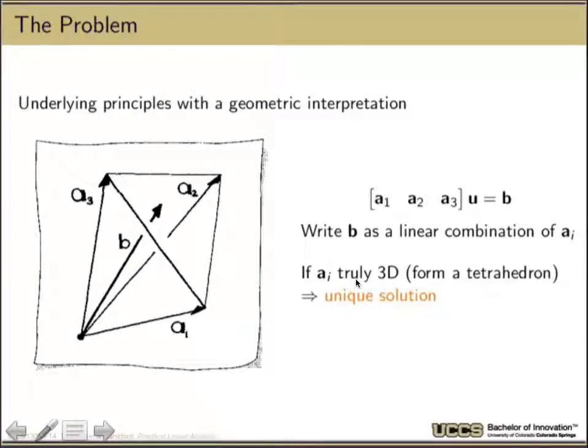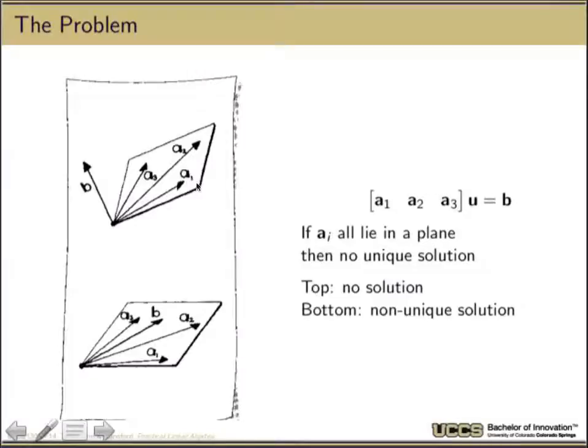If the ai are, in this case, a truly 3D unique thing, they form a tetrahedron. So if these three are linearly independent, they'll form a tetrahedron and we get a unique solution. In general, in higher dimensions, we have to make sure they're all linearly independent. If they all lie in a plane and b is sticking up, then there's no solution because these guys can't get out of the plane. If they all lie in a plane and b lives in the plane, then there's not a unique solution. So we have a bunch of different ways we can look at this.